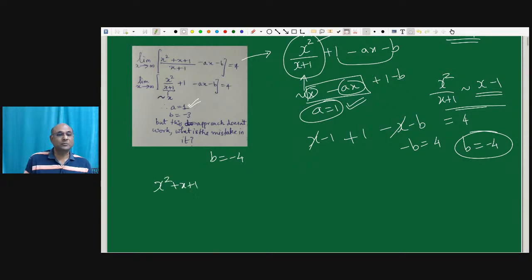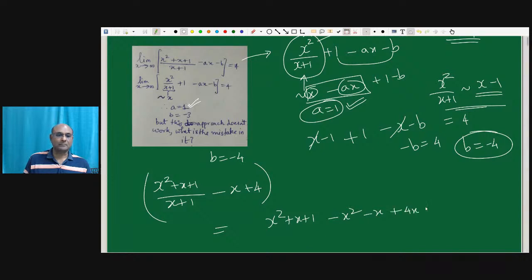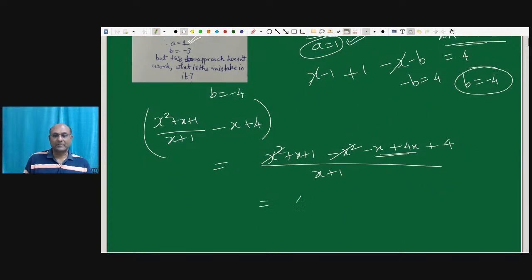X square plus x plus 1 by x plus 1 minus x plus 4. You want this limit. You want this limit. Okay. So let us cross multiply and write this down. X square plus x plus 1 minus x square minus x, okay, plus 4x plus 4 divided by x plus 1. This cancels out. And now if you notice, this is giving me 4x plus 5 by x plus 1.